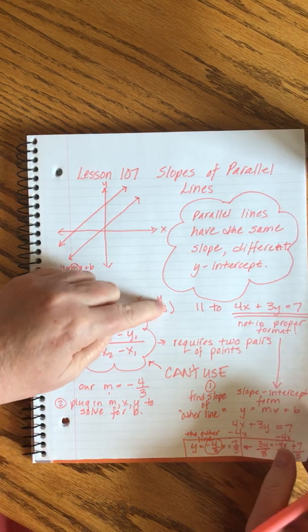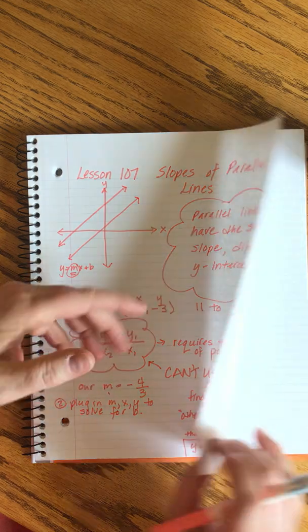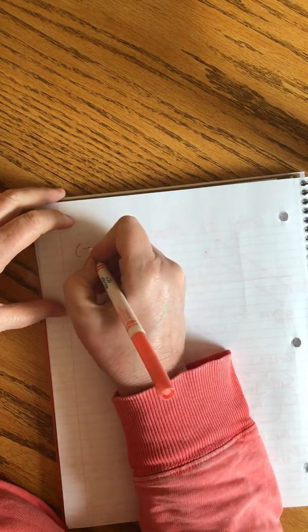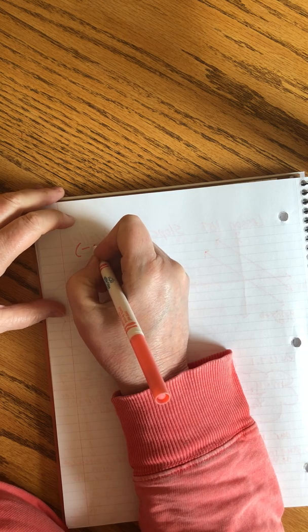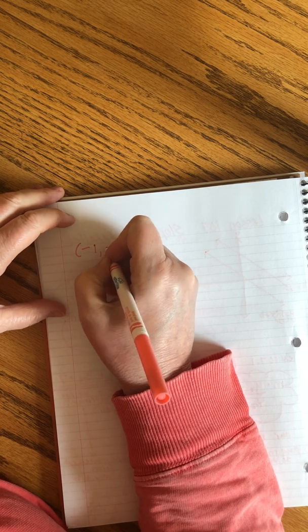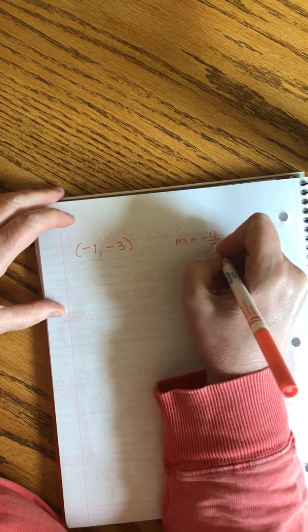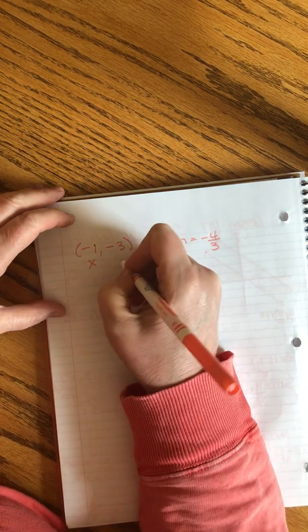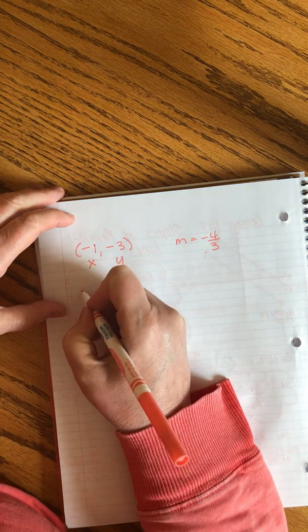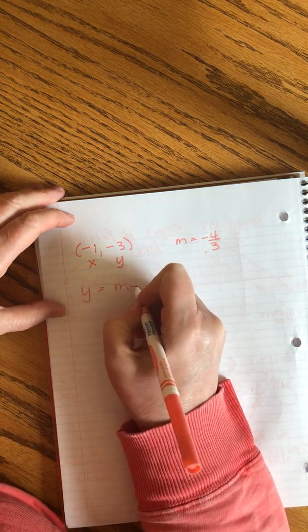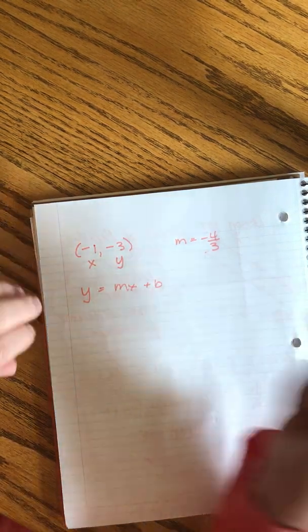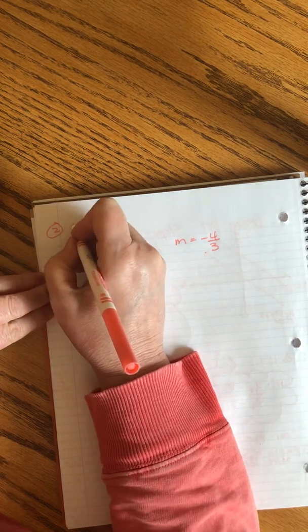So let's see. I have to remember those 2 numbers and minus 4/3. Okay. Minus 1, minus 3, and m equals minus 4/3. Okay. This is the x, this is the y, and we're going for y equals mx plus b. This is step 2 continued.